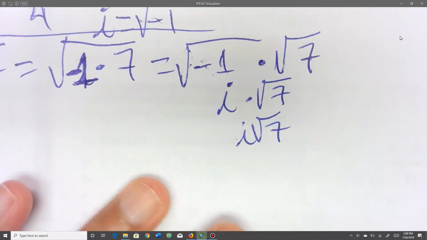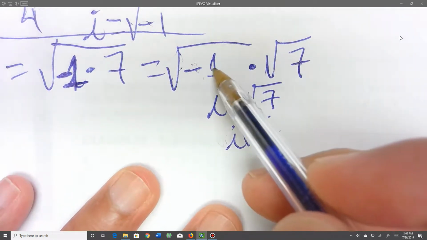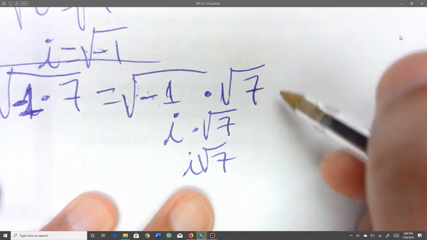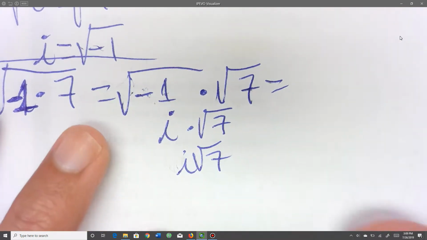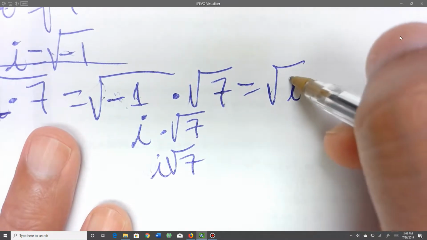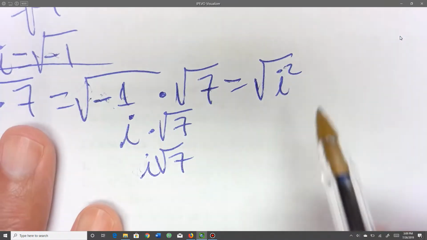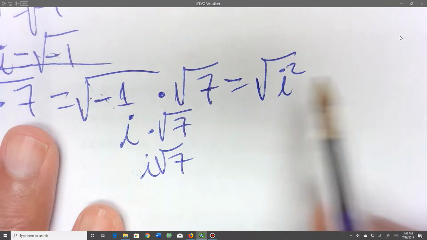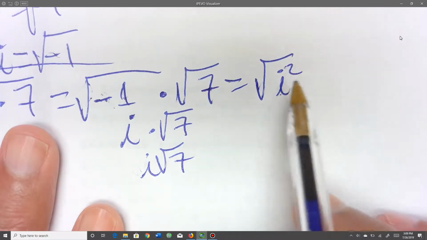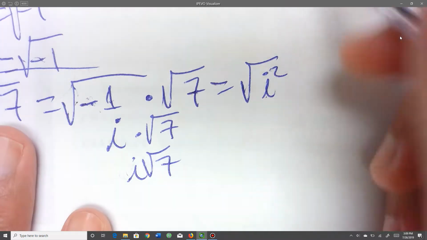From here, you can also think of this negative 1, the square root of negative 1, as being the square root of I squared. Remember, I told you to memorize that: I squared means negative 1. I squared equals negative 1. Negative 1 means I squared. So you can do that too.